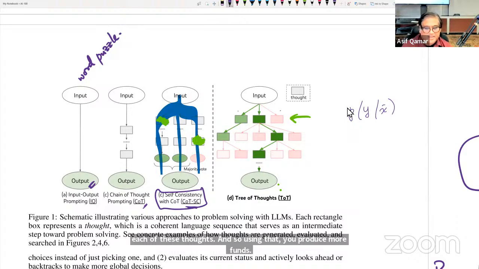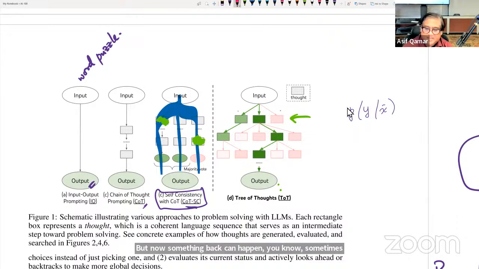But now something bad can happen. Sometimes, look at this path, and this is the interesting path I want to talk about. Look at this path. What happened? You start with a reasonably good idea. So in the beginning, you start with 3 ideas. One idea turned out to be a bad one.